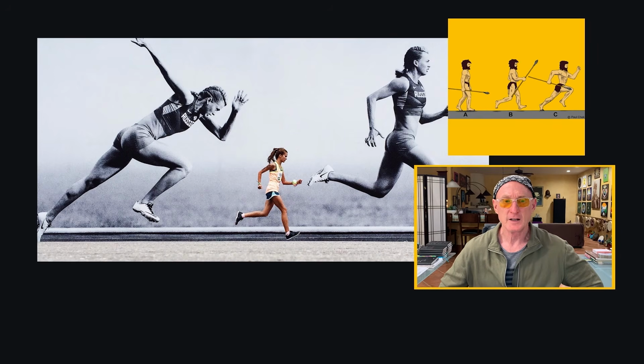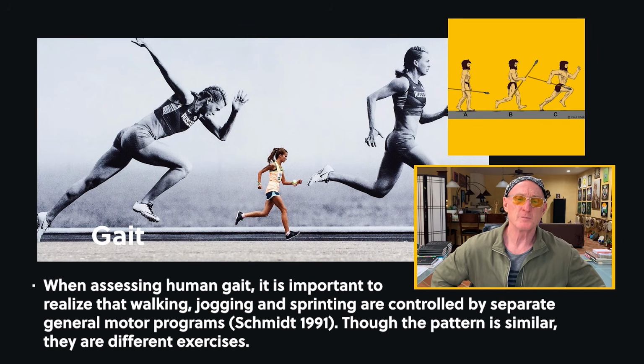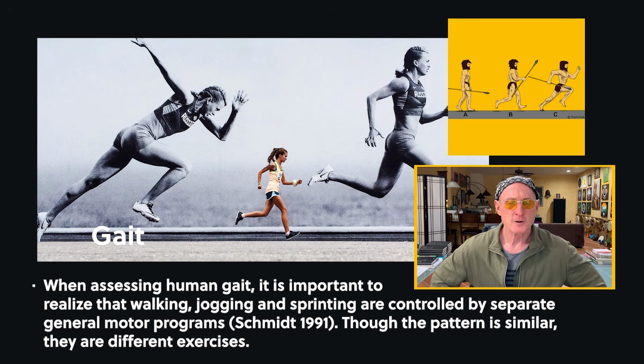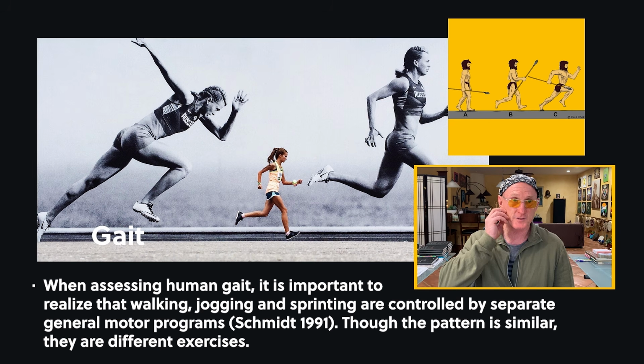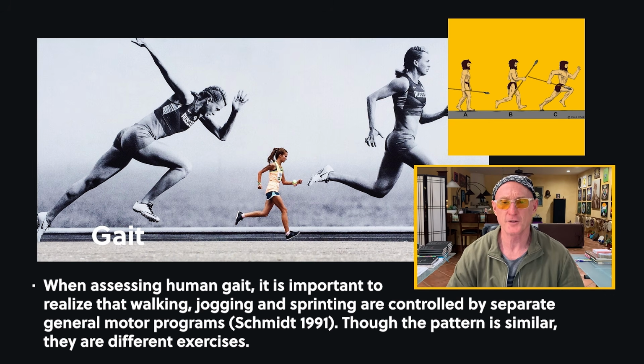Then we have gait. Gait simply is a medical word or biomechanical word that means walking, jogging, and running. But what's important to understand based on sound scientific research is that walking, jogging, and sprinting are three separate programs in the nervous system.